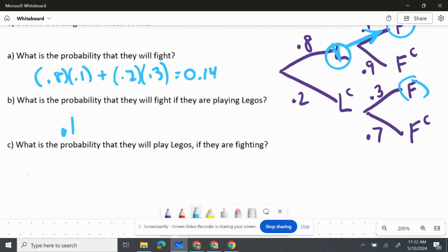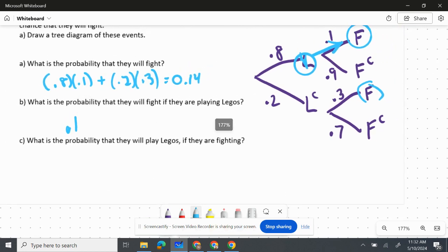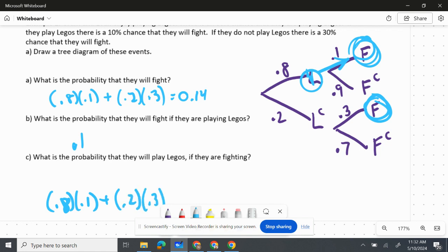And then what is the probability that they will play Legos if they are fighting? Now, this one's a little bit more complicated. So the given part is the second event. It's not the first event like the last one where it was easy to figure it out. The given part is that they are fighting. Now, we know that the probability of them fighting is 0.8 and 0.1 plus 0.2 and 0.3. Of those two fighting events, which is the one where they are playing Legos? The one where they're playing Legos, we put on the top.